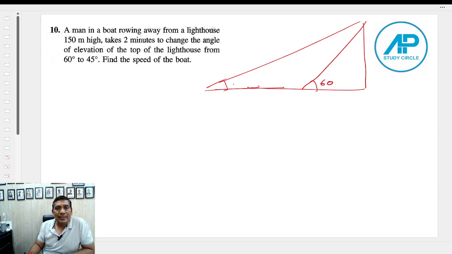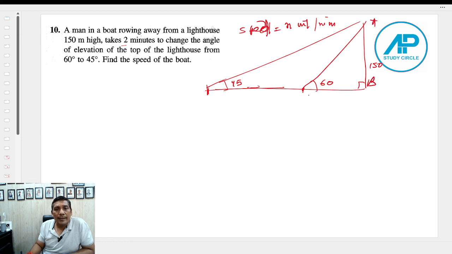So which angle is always greater? The near angle is greater. This is the near angle. Ye angle bada hai, or ye angle of course chota hai. The height of the lighthouse is 150 meter. It takes 2 minutes to change the angle from this to this. Speed ko fir se assume kar lijiye, say x meter per minute, or humko time given hai 2 minutes ka. Us boat ko yahan se yahan aane mein 2 minutes lagte hain.